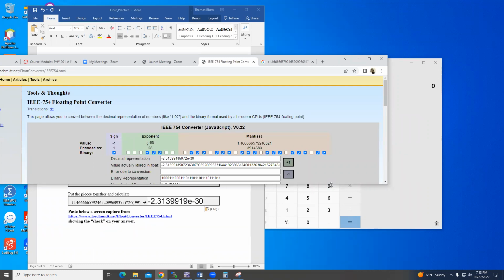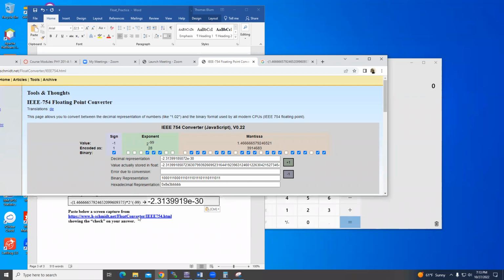Don't just put it in the calculator. You'll get some points, but you won't get all the points for these intermediate things. I need to see the one, I need to see the 146. I need to see the minus 99. I need to see the steps. I need to see you understand, not just that you know how to use a calculator.